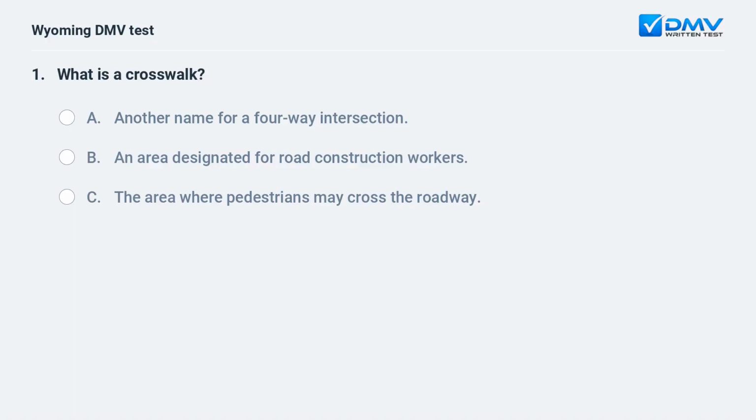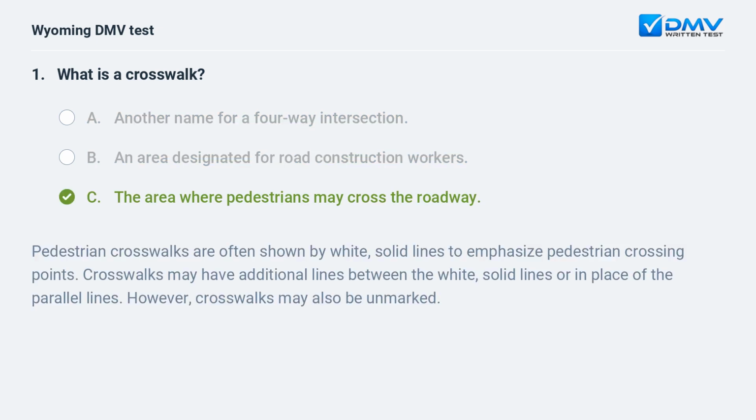What is a crosswalk? A. Another name for a four-way intersection. B. An area designated for road construction workers. C. The area where pedestrians may cross the roadway.